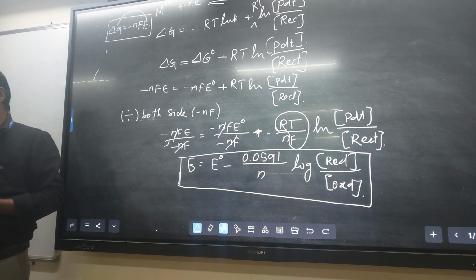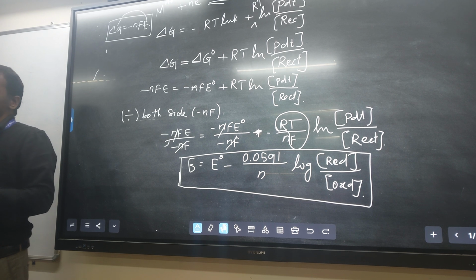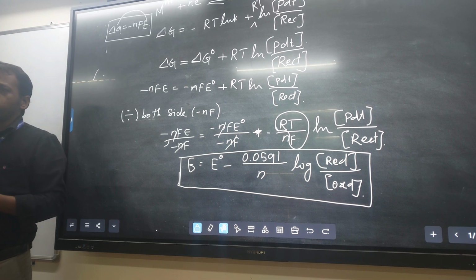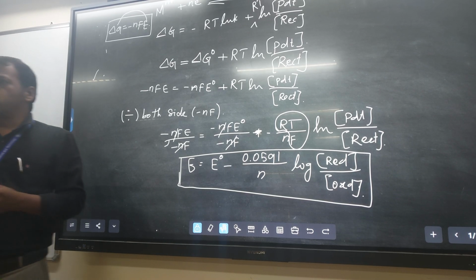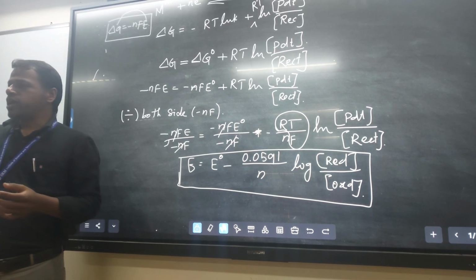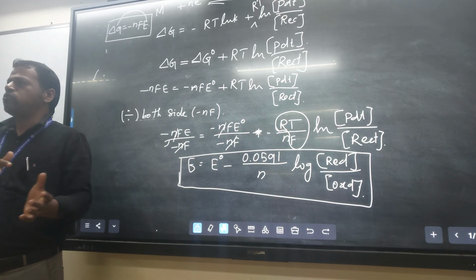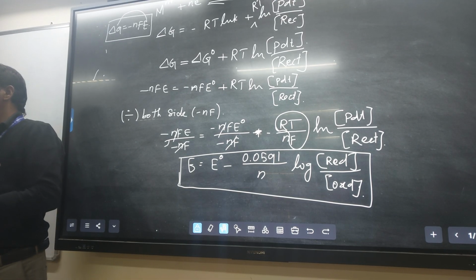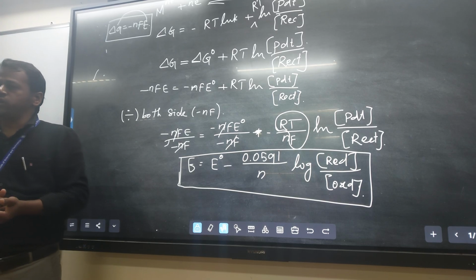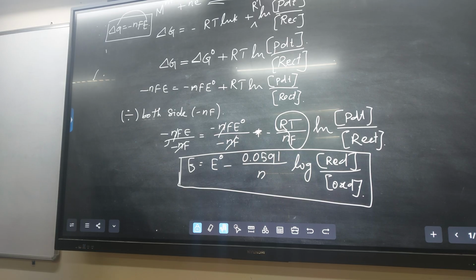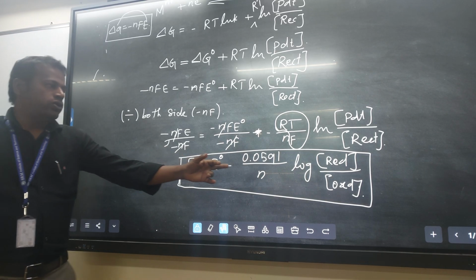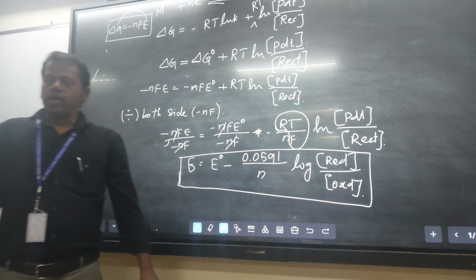For Daniel cell, for example, what is the N value? You know that in the Daniel cell, zinc and copper, we connect each other, we get 1.1 volt. So how many electrons are transferred from reactant to product, or otherwise anode to cathode? How many electrons shift? Anybody? We already completed Daniel cell. 2 electrons. Yes, 2 electrons transfer from anode to cathode. So therefore N equal to 2.